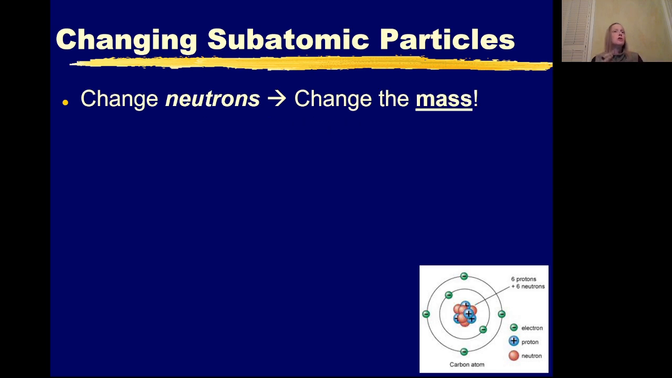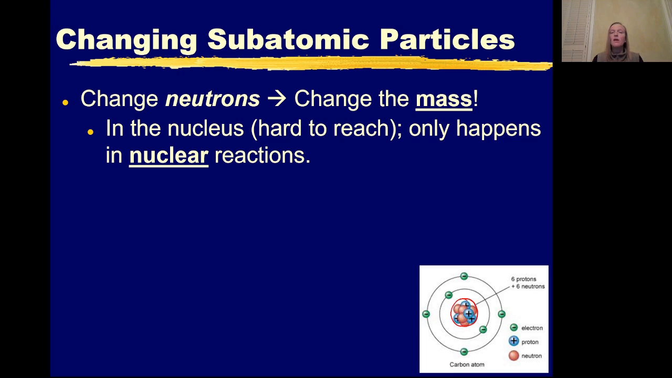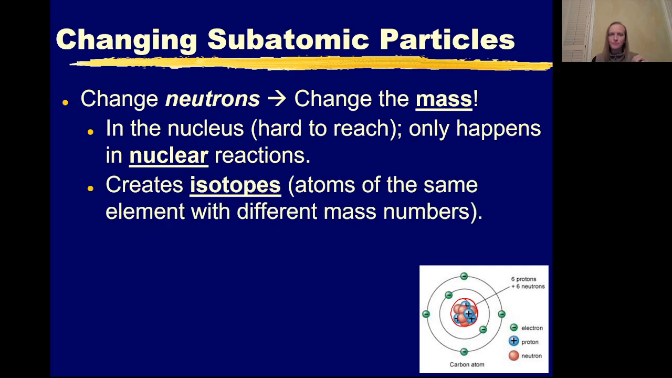How about if you change the neutrons? Can you change the neutrons? Once again, the neutrons are in the nucleus, and so they are hard to reach. But if you change the neutrons, you do change the mass of the atom. As I said, they're in the nucleus, are hard to reach, so once again, changing the neutrons is something that only happens in a nuclear reaction, not a chemical reaction.